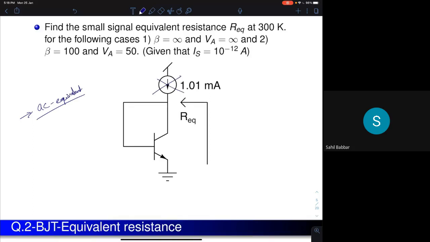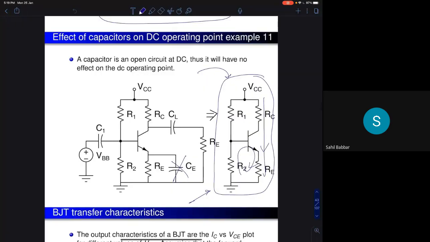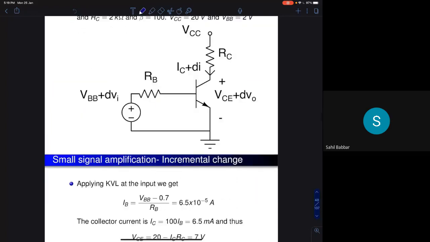First you should draw the DC equivalent and compute the operating point, which is ICQ. Compute your collector current. Once you compute the collector current, you will know all the small signal parameters, r pi, gm, r0. You will know all 3 parameters, which completes everything you need to know for the circuit. I'll repeat it. I think I'll take one specific problem and solve it so that it becomes clear.